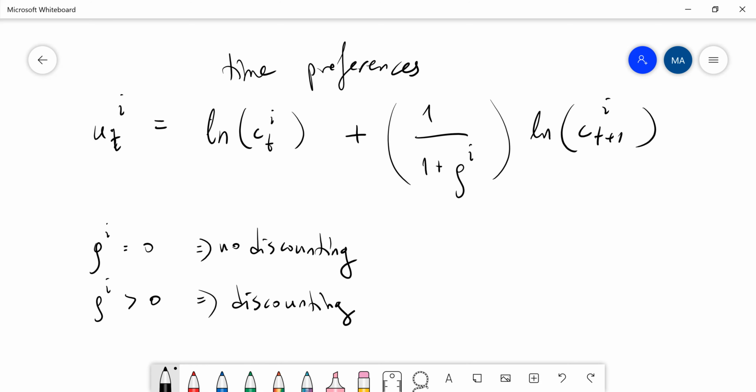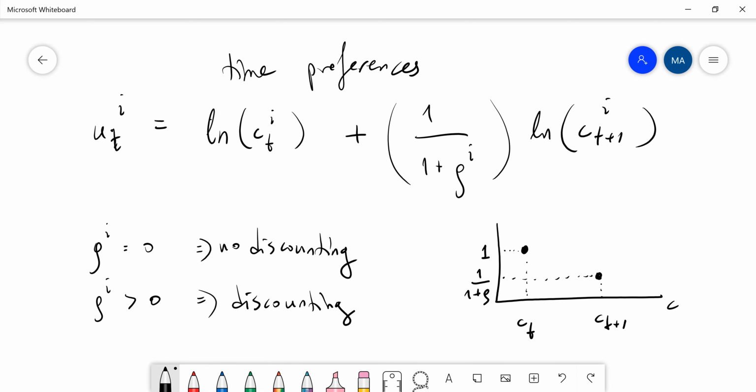the utility attached to future consumption is lower. So if this is the utility I attach to today's consumption, this is the utility I attach to tomorrow's consumption.